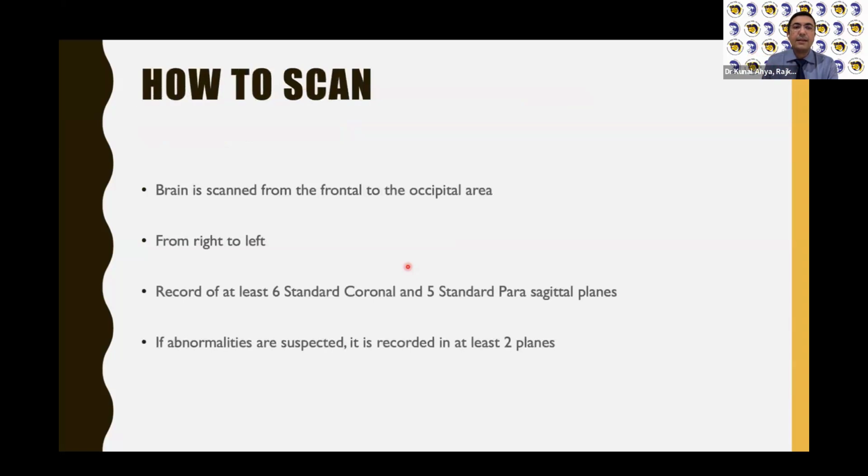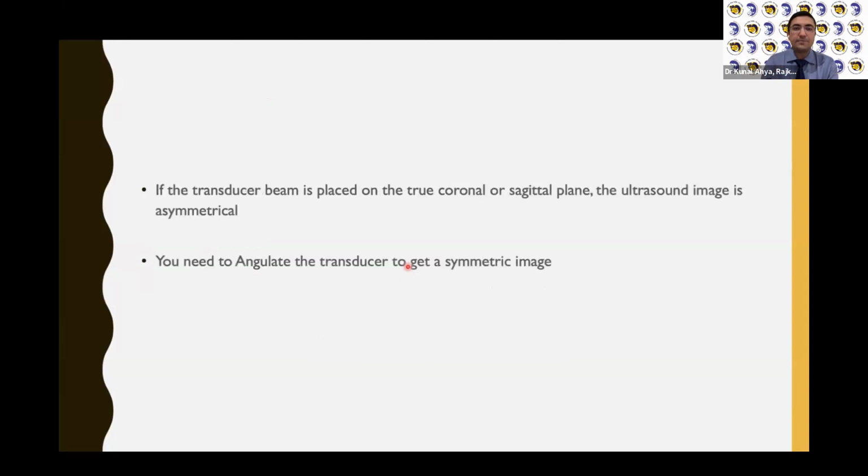So how do you scan? The brain is scanned from the frontal to the occipital area, that is from anterior to posterior, and in the sagittal plane from right to left. Your findings should be recorded in at least 6 standard coronal and 5 standard parasagittal planes. And if you find any abnormality, it should be recorded in at least 2 planes, because there can be some anatomical variation which you might misjudge as pathology. So remember this, from front to back and from right to left. There are 6 coronal and 5 sagittal planes, which I will talk about in detail.